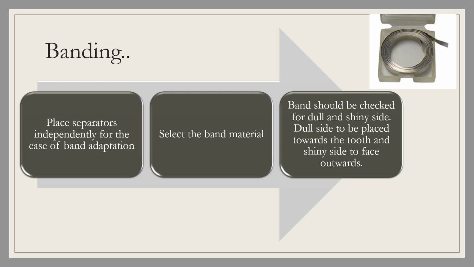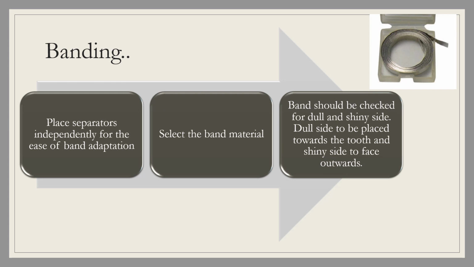The initial step is to place the separators, to ease the band adaptation. On the mesial side and distal side, we have to place the separators. Leave them for 20 minutes or so if the contacts are very tight. If the contacts are not so tight, you can directly go for the banding.